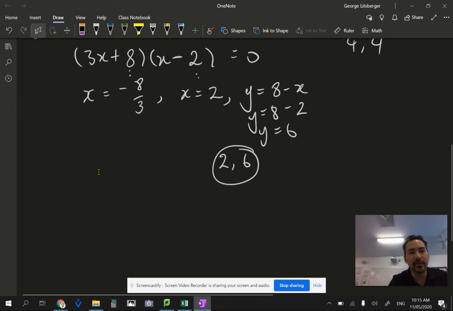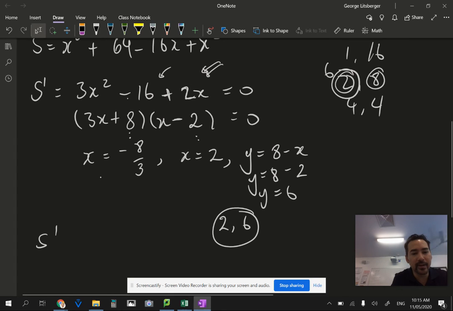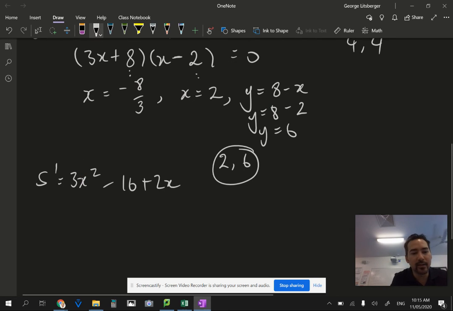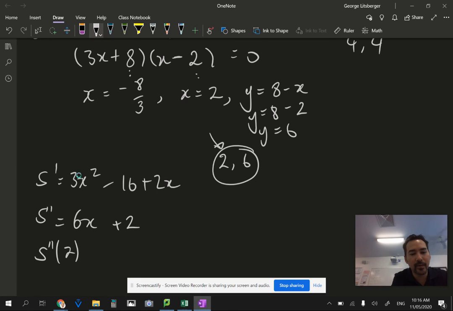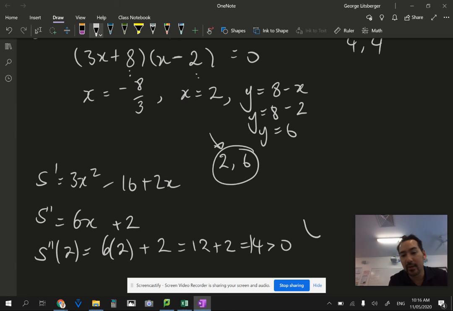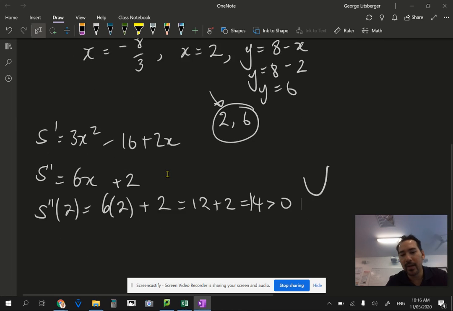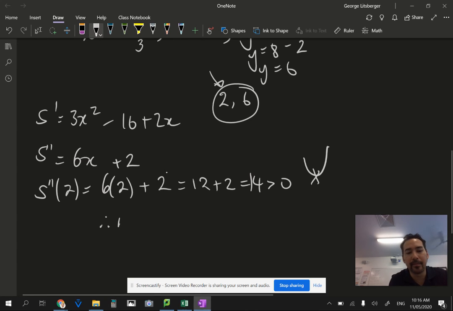All right, let's use the second derivative now. If the first derivative is 3x squared minus 16 plus 2x, then the second derivative is 6x plus 2. And if we substitute x for 2, we should find that this is concave down. 6 times 2 is 12, plus 2, which is 14. 14 is greater than 0, and that's concave up. Sorry, I said concave down. I meant concave up because concave up implies that we have a minimum at x equals 2. So there you have it.